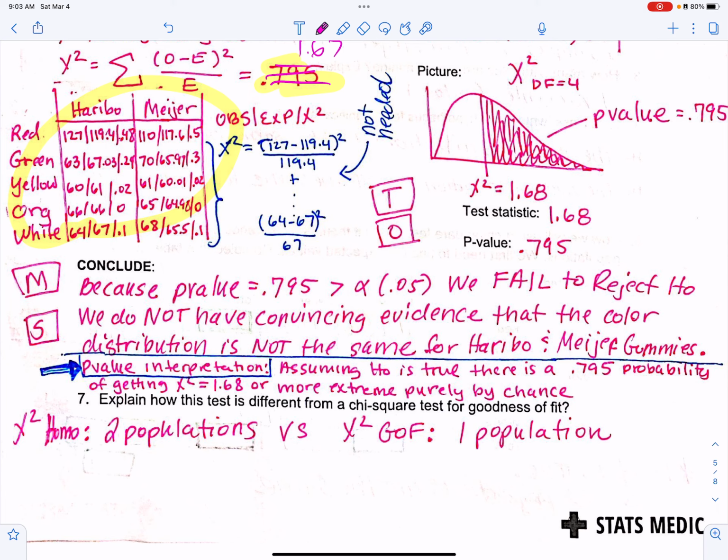Remember that the chi-squared homogeneity is two populations, whereas the chi-squared goodness of fit is only one population.